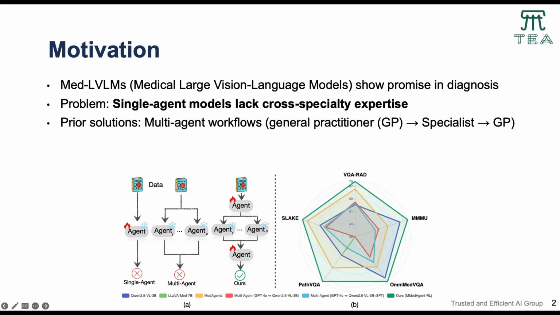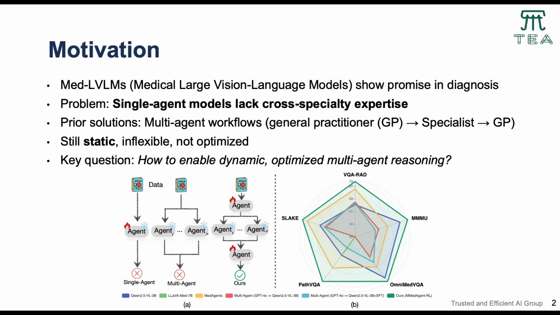And recent approaches introduced multi-agent collaboration frameworks that mimic real clinical workflows. For example, a general practitioner triages the patient, and then specialists give opinions, and then another general practitioner will give a final decision. But these systems rely on static pipelines, which cannot flexibly adapt to noisy or conflicting specialist opinions. So the key question here is, how can we design a multi-agent framework that dynamically optimizes collaboration for medical reasoning?